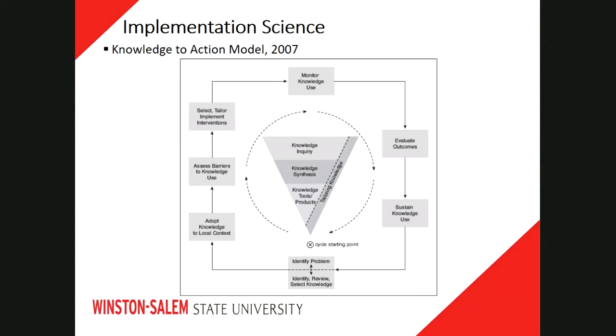The knowledge to action model. So in the center, you've got knowledge inquiry, knowledge synthesis, knowledge tools, and products. And so you see here you've got cycle starting point, and where you identify the problem and you identify, review, and select knowledge. Again, the inquiry, synthesis, and looking at knowledge tools and products.